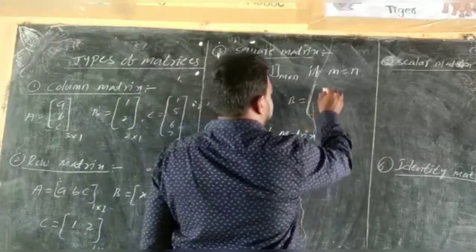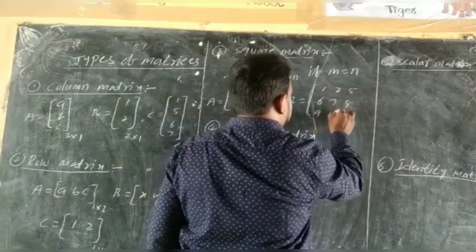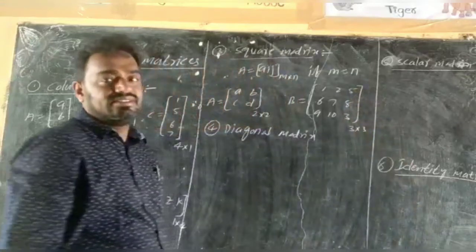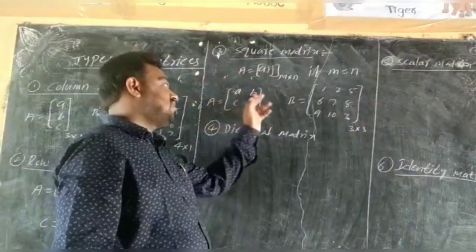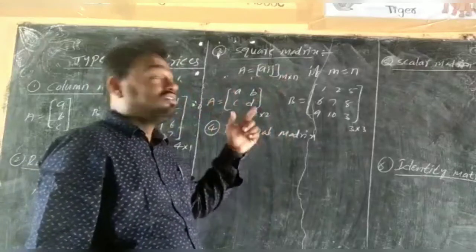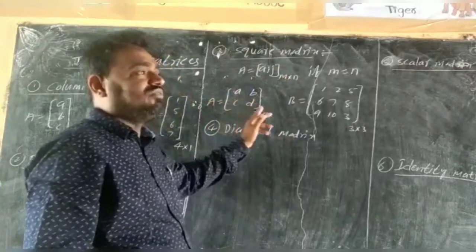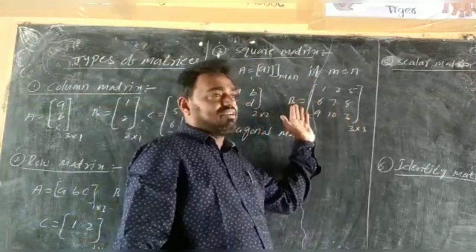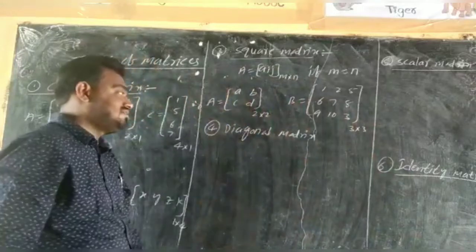B = (1, 2, 5; 6, 7, 8; 9, 10, 3). This is one of the square matrices, of order 3 cross 3. A square matrix of order 2 is nothing but 2 cross 2, a square matrix having 2 rows, 2 columns. A square matrix of order 3 means a square matrix having 3 rows, 3 columns. Like that we say square matrix.